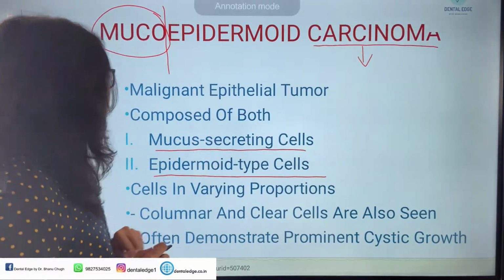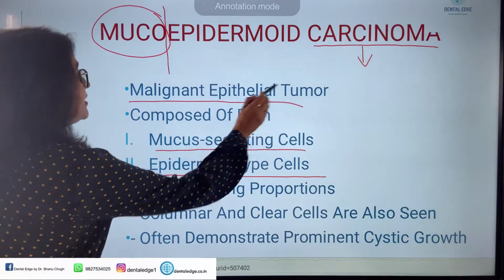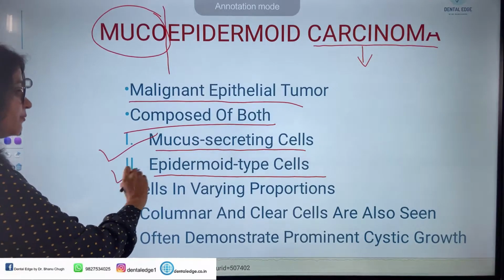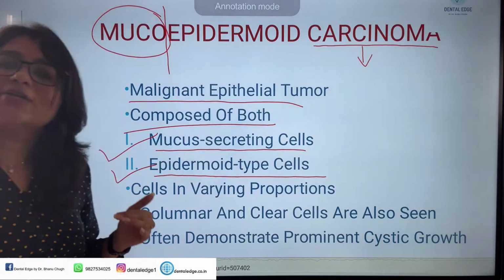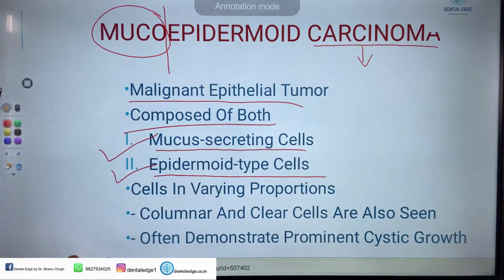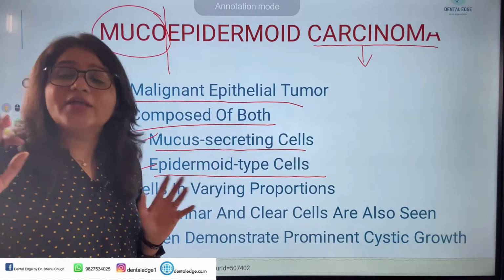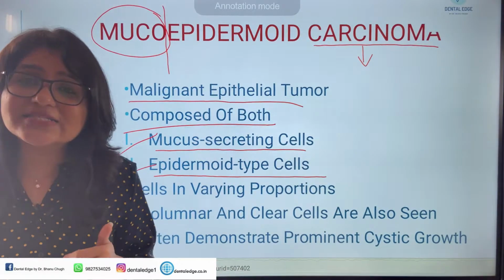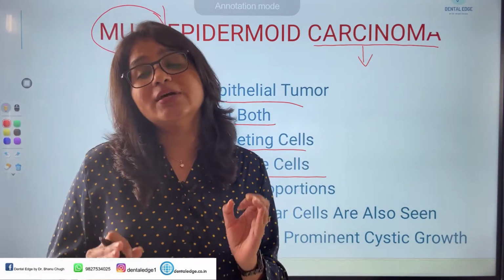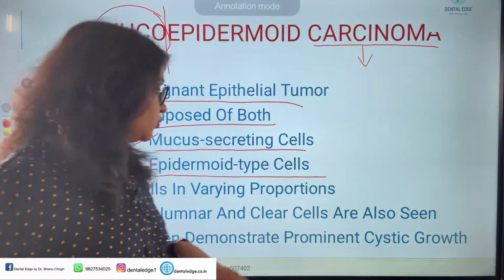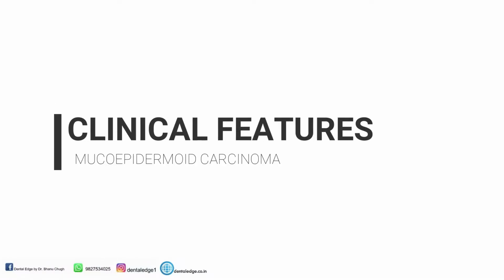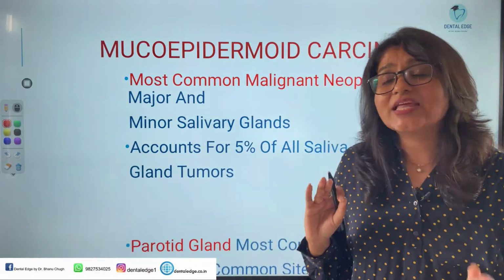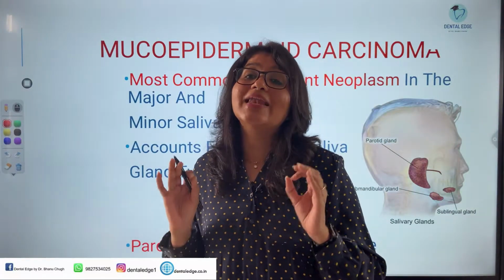So it's a malignant epithelial tumor. It is composed of mucus secreting cells and epidermoid type cells. There is one more type of cell, we'll come to it later on. Then these cells are present in varying proportions. In addition, there can also be columnar and clear cells, and often this tumor shows prominent cystic growth, right?